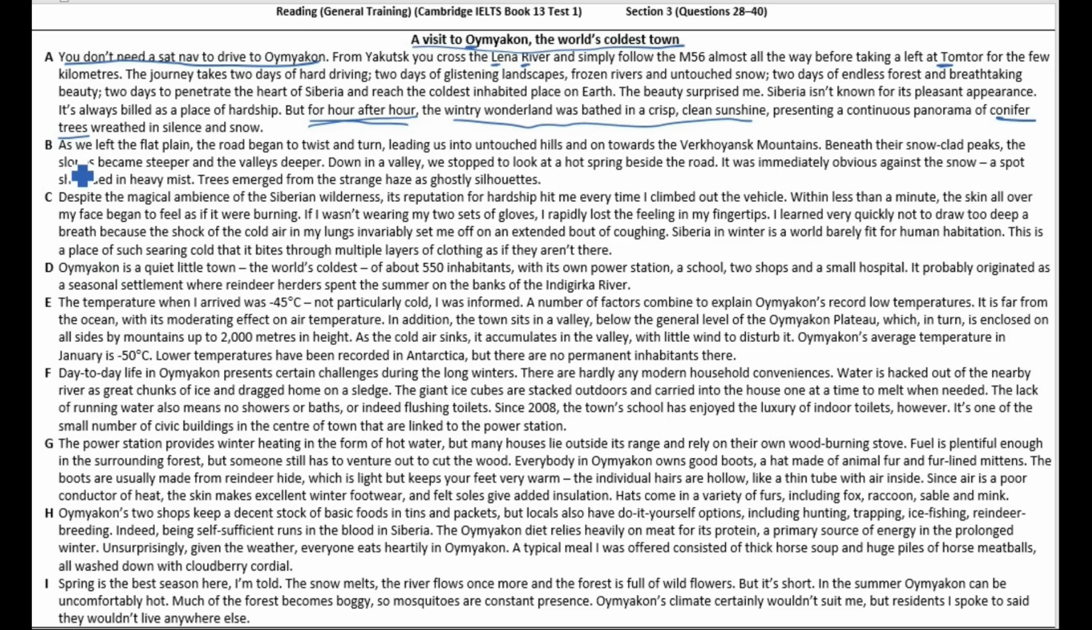Next one. As we left the flat plain, the road began to twist. It was about the drive. So the drive is still being explained. End of this paragraph. It was immediately obvious against the snow. Trees emerged from the strange haze. So these are just descriptions. There's snow, there are trees.